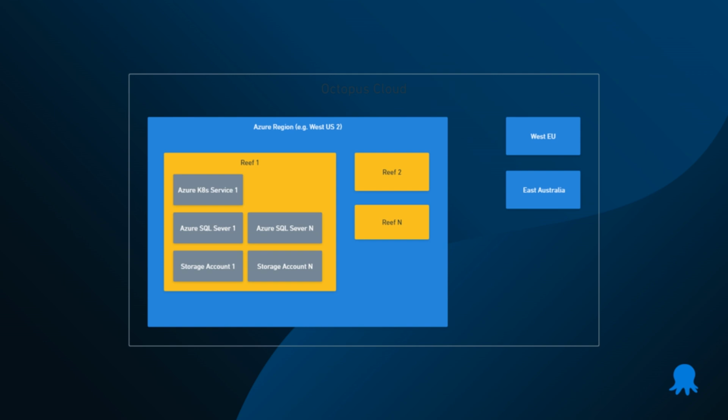So this is one way to visualize it. The blue boxes here are representing the Azure regions. So here we have 3 different Azure regions: West US 2, West EU, and East Australia. And then within each of these blue boxes, we have one or more reefs. There's usually at least two reefs in a region, but there can be more. And then within the reef, we have the SQL servers, the storage accounts, and the Kubernetes services.